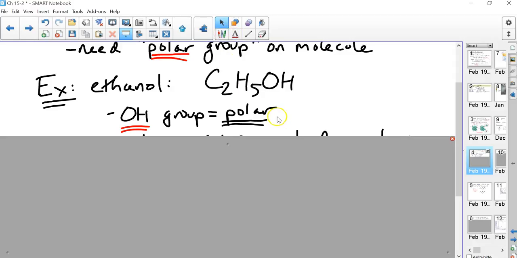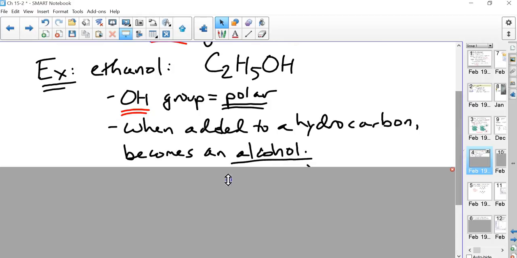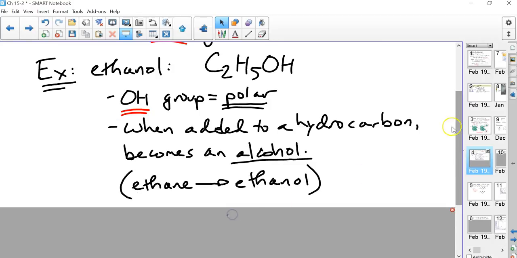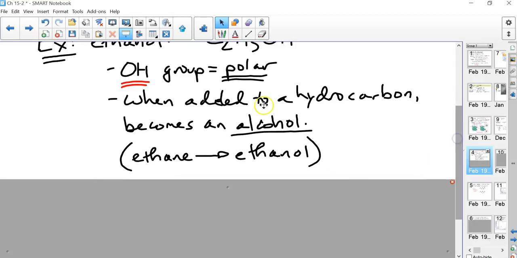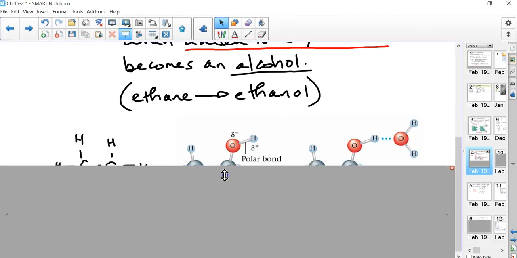It is an uncharged group as part of a covalent molecule. But it does lend some polarity to the molecule because of the presence of that oxygen. And because it's polar, it's easily dissolved. So when you take the OH group right here and you add it to a hydrocarbon, remember hydrocarbons, strictly carbons and hydrogens, are non-polar, you make it an alcohol.